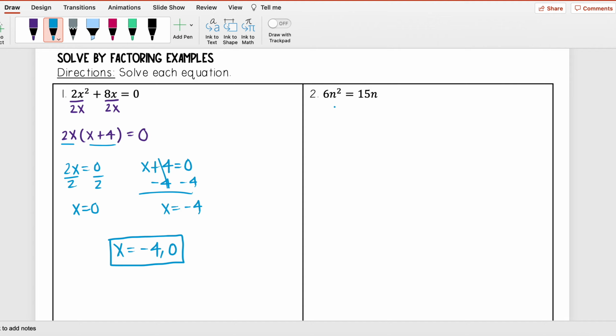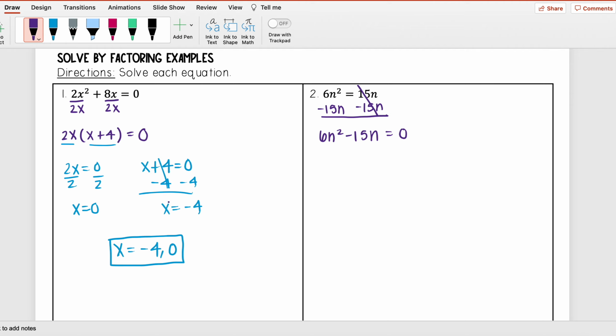Okay, looking at this next one, my first step is to move all my terms to one side, so it's set equal to 0. So that means I need to move my 15n. I would recommend going ahead and moving the 15n because you always want your n squared term or x squared term or whatever variables you used to be positive. So I'm going to subtract 15n from both sides. And I get 6n squared minus 15n is equal to 0.